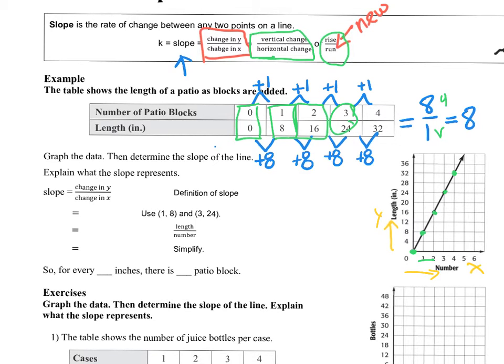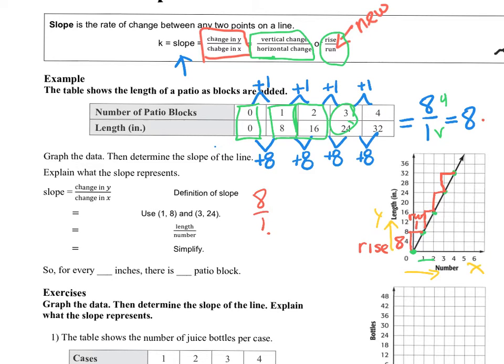So we're going to say up first. There's up 8 over 1. That's our rise, and this is our run. Up 8 over 1, up 8 over 1, and it's hitting that consistently. So our slope is going to be 8 over 1. Same as we found it here. We found it here now, okay?